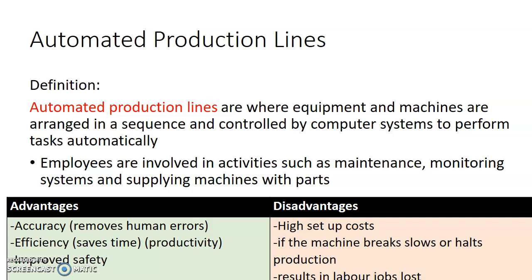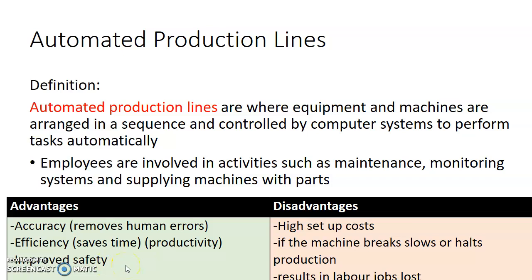The automated production system does not need the employees. They only oversee the operation. Most of the operation is controlled by the automation process. It is self-controlling and self-operating, so you don't really need any people to watch that production. So you can see there are advantages and disadvantages. As we discussed earlier: accuracy, which removes human errors; efficiency, which saves time and improves productivity; and improved safety, because there's no human involved in production, so there's less chance of accidents working on the machinery.